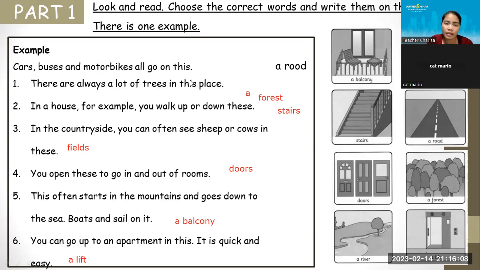Yes, very good. Two. In a house, you walk up the stairs. In the countryside, you can often see a cow in this field. You open it, go in and out of a room, a door. It often starts in the mountain and goes down to the sea. A balcony. You can go up a ramp and it's quick and easy.